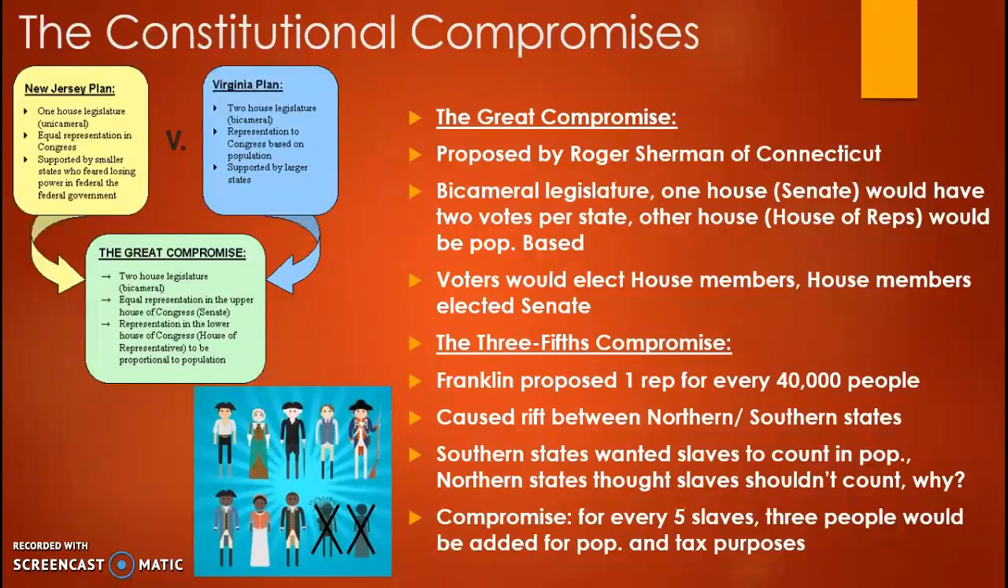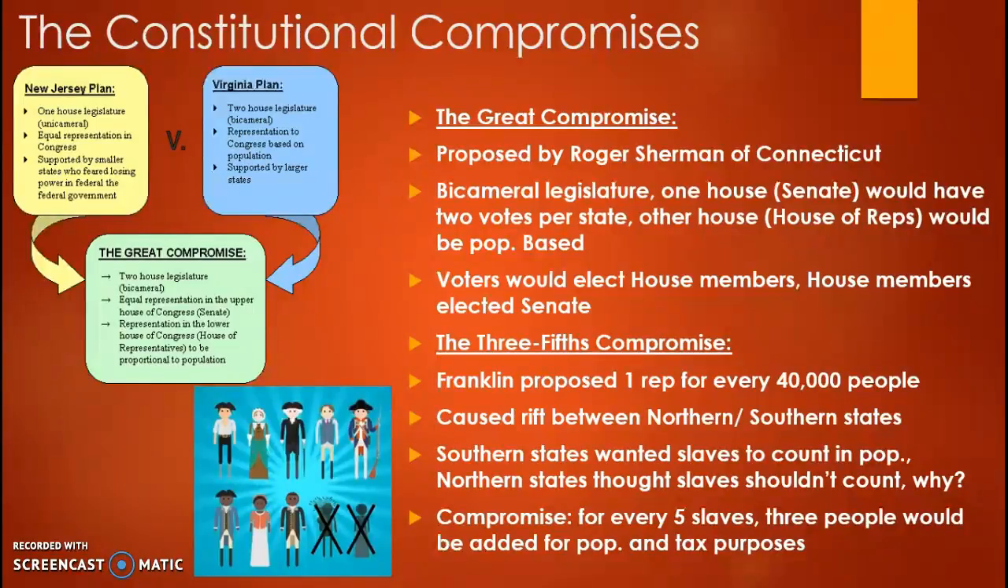He said that voters should elect House members, and then House members would elect the Senate so that they could guard against people inappropriately choosing their representatives. The other big problem that they had at the convention was the issue of slavery. This had come up when they wrote the Declaration, and they hadn't decided to do anything about it then, but they knew it was a problem now.